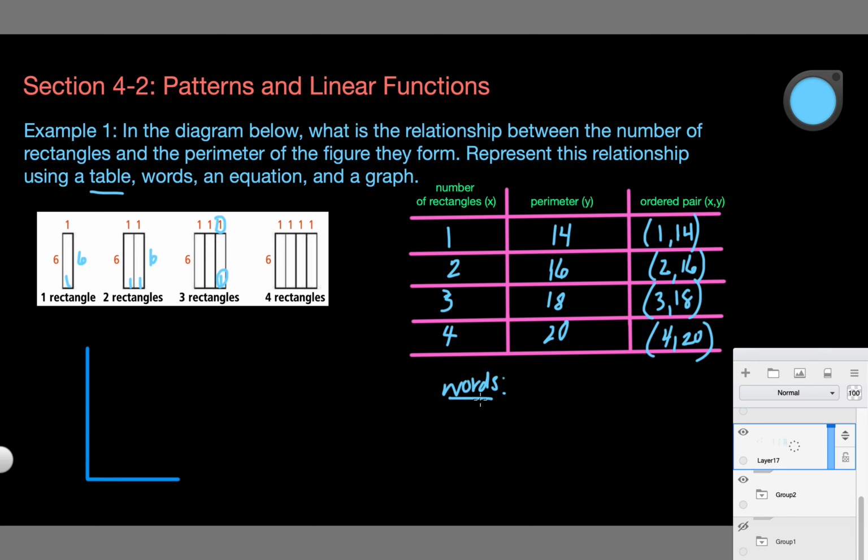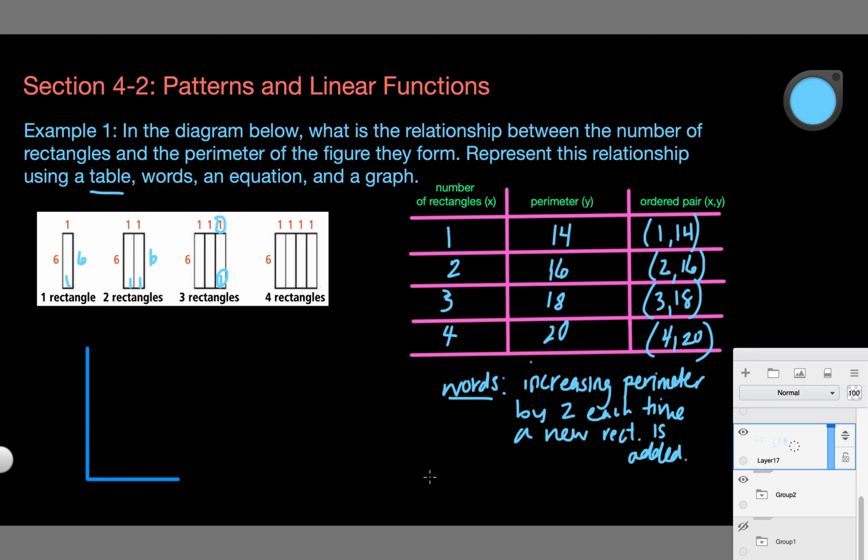Okay? So if we take a look at this, we already discovered that it's only increasing by 2, right? So the way that we want to describe this using words is that we are increasing the perimeter by 2 each time a new rectangle is added. Okay, so we did words now, and now we want to look at equation.